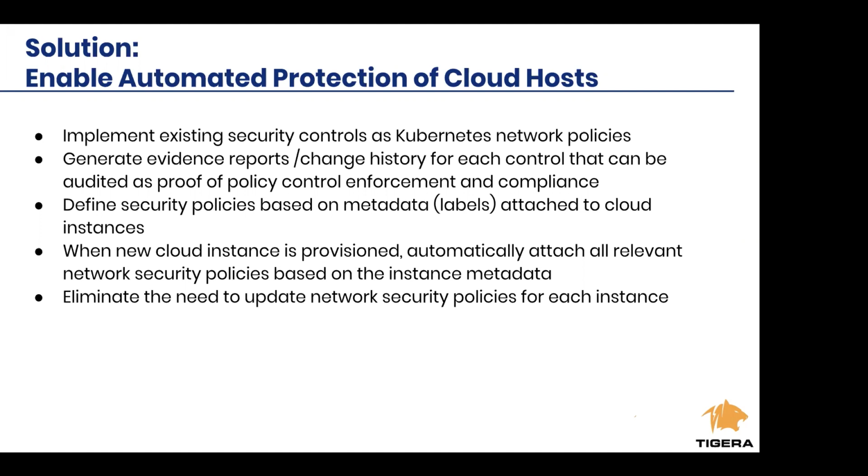When new cloud instances are provisioned, the policies are automatically attached to the instances based on the labels that are applied. It's based on instance metadata and the labels that are applied to those host endpoints. And this can eliminate the need to update network security policies for each instance. You can create your policies once and have those available in the control plane. And then all you're doing is creating a label taxonomy, slicing and dicing up your VMs, and applying labels to those, and then the policies get applied based on those labels. And we're going to see that in action in just a second here.